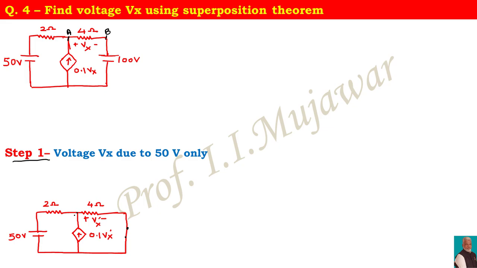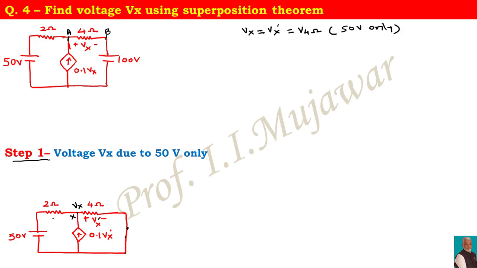Let this point be X. Now the potential at this point with respect to ground, let it be Vx. So Vx, which is the nodal voltage at node X, is nothing but Vx dash, where Vx dash is the voltage across 4 ohm when the 50 volt source is considered. That means this Vx dash is nothing but V4 ohm corresponding to the 50 volt supply only.